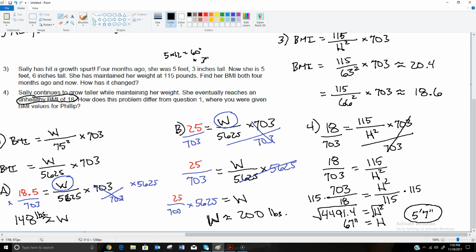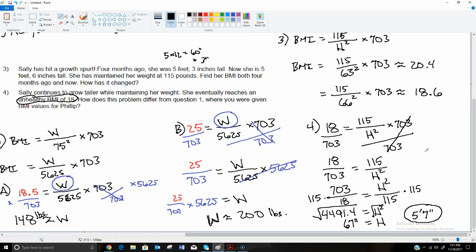And how does this problem differ from question 1? Well, it differs in that we're looking for the H rather than looking for the W. I probably wouldn't put one like this on a test just because it's kind of tricky. But it's good to see that different things can happen. Having the W on top makes it easier, and then also not having the square on it makes it easier. So the H being on the bottom and the H having the square on it makes it more difficult, makes there be a lot more steps, actually 2 more steps to do.